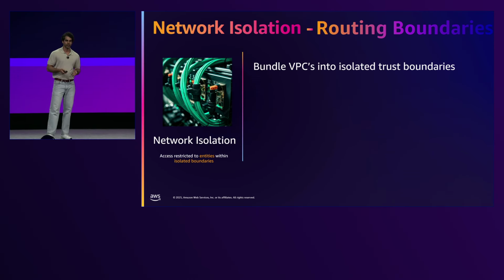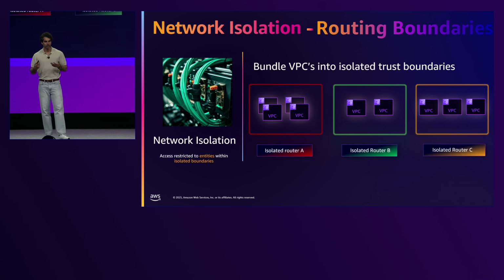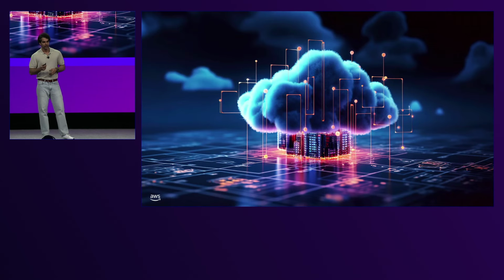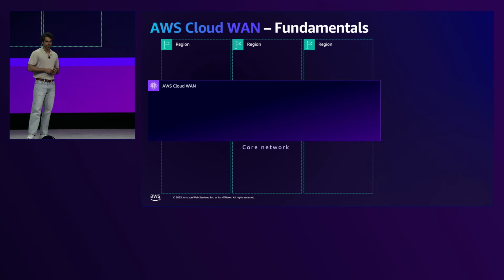So you're creating a single routing boundary out of multiple VPCs. So the way to look at this will be you bundle VPCs into isolated routing boundaries or trust boundaries. And then you connect these routing boundaries by isolated routers. Traffic cannot flow across these routing boundaries. Traffic can only flow within the routing boundaries, right? How do you implement that in AWS? With the help of AWS Cloud WAN. Now, AWS Cloud WAN is a service, highly available, globally distributed, which lets you create these segmented global networks.